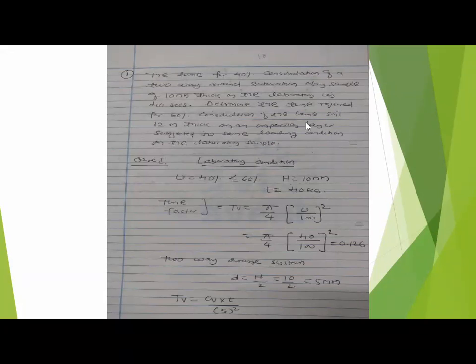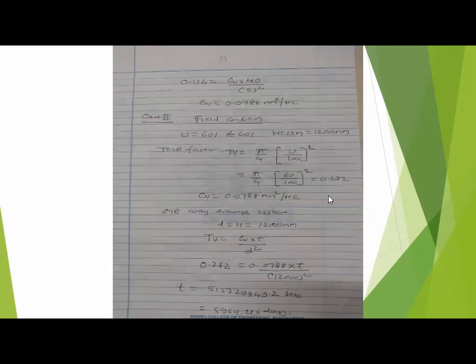Determine the time required for the same soil on an impervious layer. Note this point: on an impervious layer means one layer is impervious, which means it is single drainage. Underline it with a red pen. This is impervious, therefore it is single drainage. So single drainage means D is equal to H, that is 12,000 mm, and TV is equal to CV into T by D square. TV is 0.282, CV is given, T is to be found out, and D is 12,000 whole square. So this is T in seconds, and this is going to be T in days. Please take down this one.